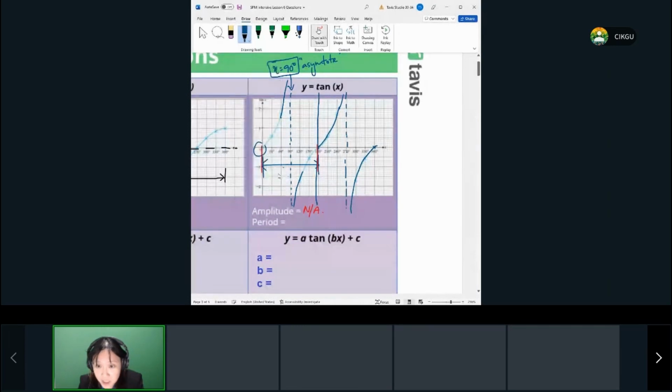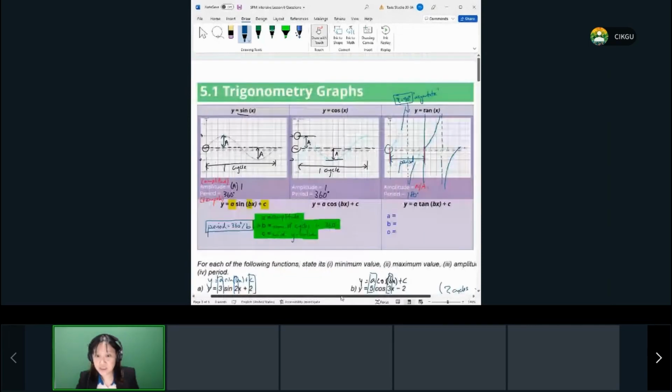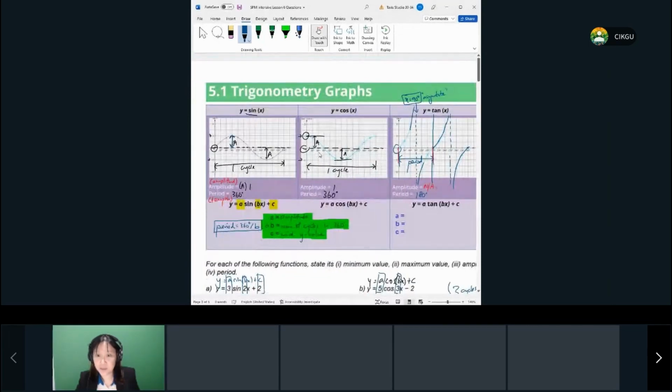This is the period, one cycle. Okay, so one cycle, how long does it take? It only takes 180 degrees, unlike sine and cosine. See, sine and cosine took 360 degrees to complete the cycle, but tangent only takes half of it, which is 180 degrees to complete the cycle.